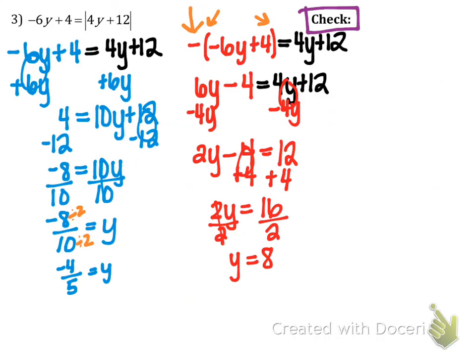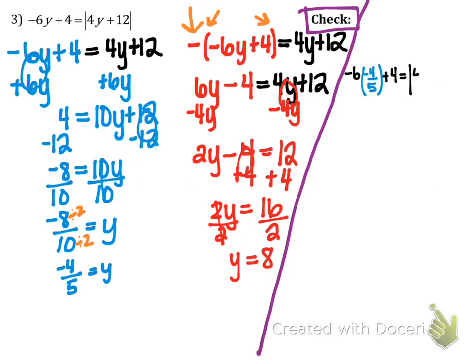So we're not quite done yet because we still need to check our solutions. I'm going to take my two solutions and plug them into the original equation. Starting with -4/5: -6 times -4/5 plus 4 is equal to the absolute value of 4 times -4/5 plus 12. So I'm going to multiply my fractions. In this case, you multiply straight across. -6 times -4 is positive 24 over 5, plus 4 is equal to the absolute value of 4 times -4, multiply straight across, which is -16 over 5, plus 12.